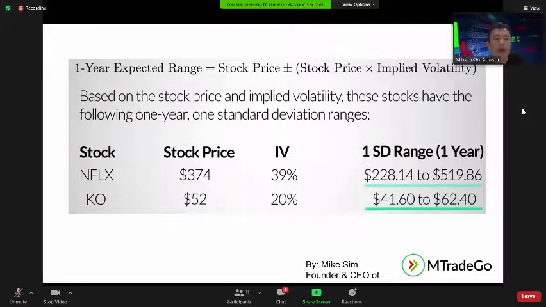You use 347 times 1.39 for the high side. You get the range first, and then you subtract it to get the low side. Look at Coca-Cola, it's very boring. The IV is only about 20%, so the standard deviation here for 1 year is only $41 to $62.